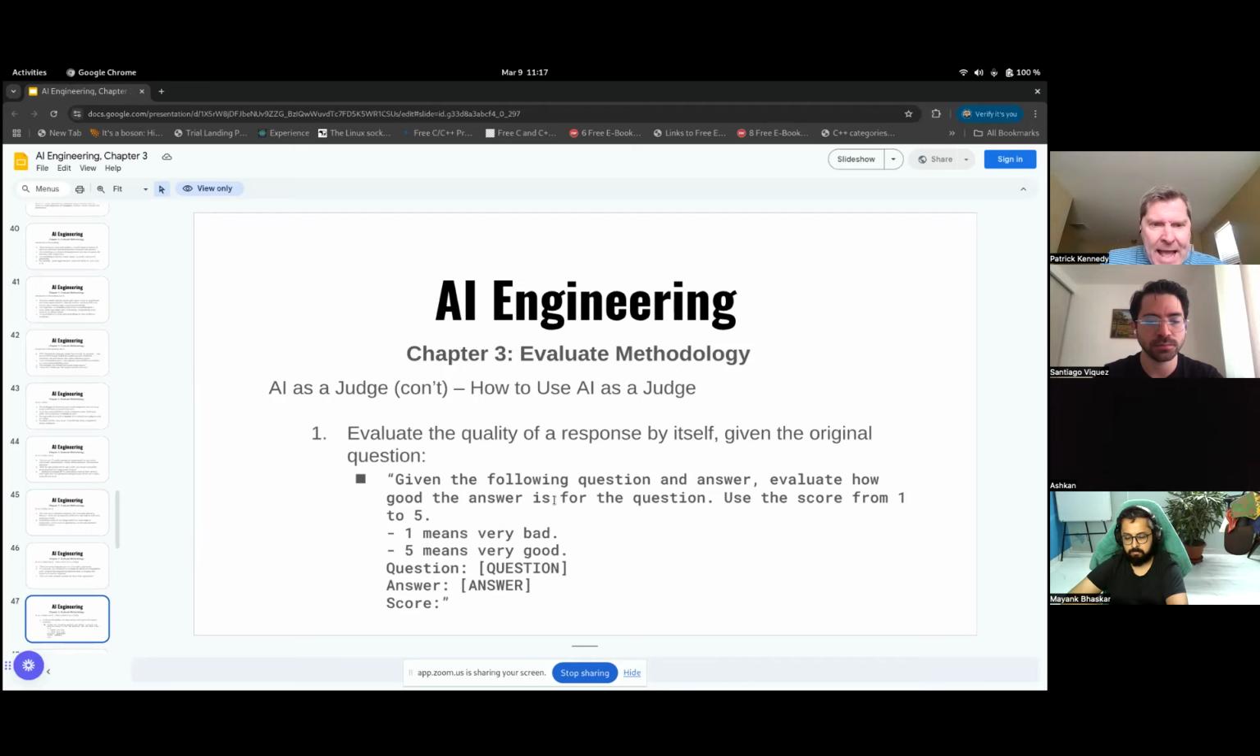So here, AI as a judge, we evaluate the quality of a response by itself, given the original question. For example, given the following question and answer, evaluate how good the answer is for the question. Use the score from 1 to 5. 1 means very bad, and 5 means very good. Question, and then you would insert the question there, answer, the answer, and the score is available so that the model, that's the prompt for the model.